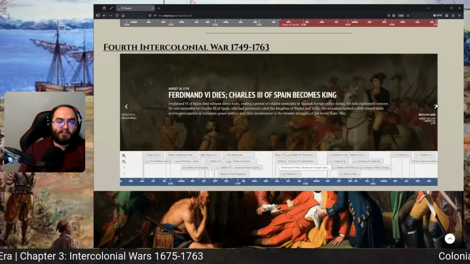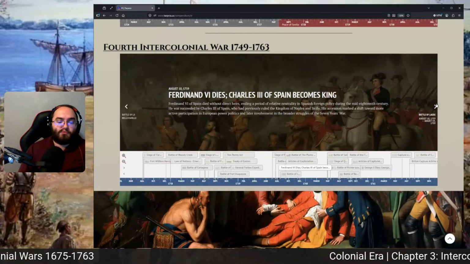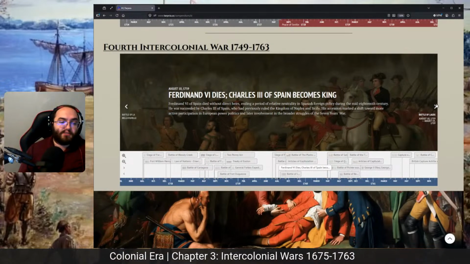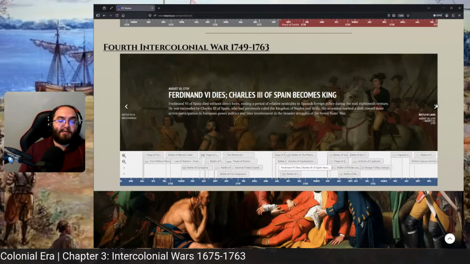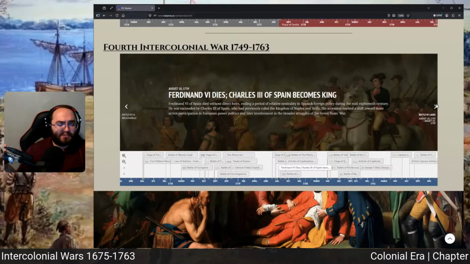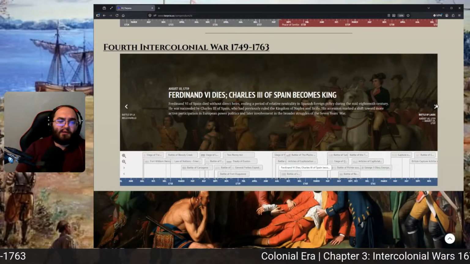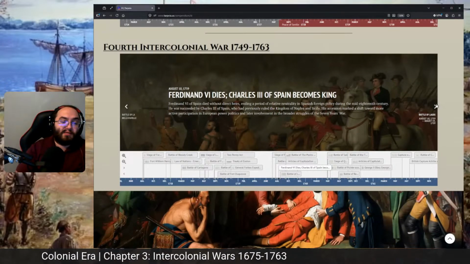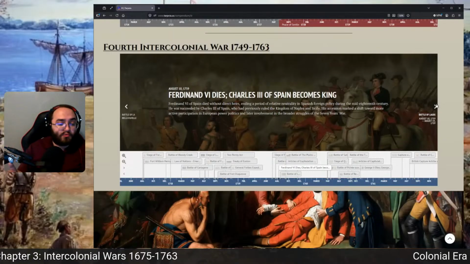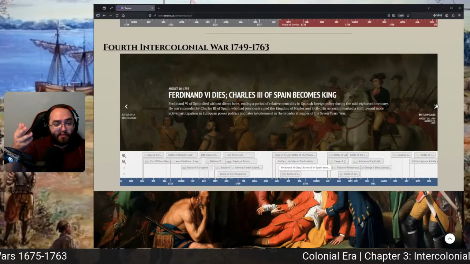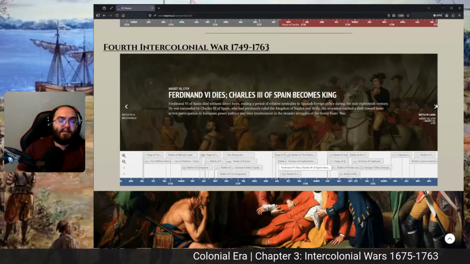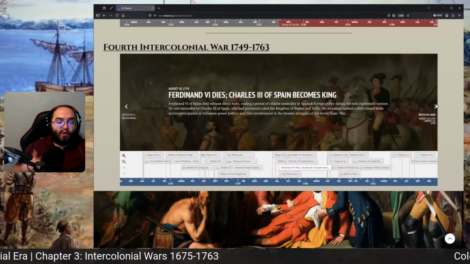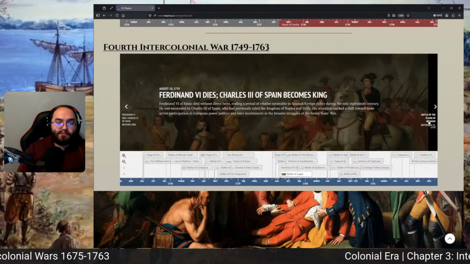And then Ferdinand VI dies. Charles III becomes King of Spain. Ferdinand VI of Spain was a bit of a pacifist. He negotiated a peace of King George's War between England and Spain, and now he's dead. And he kept Spain neutral during the 7 Years' War and the French and Indian War. And now he's replaced by Charles III, and Charles III will be more active in European affairs.